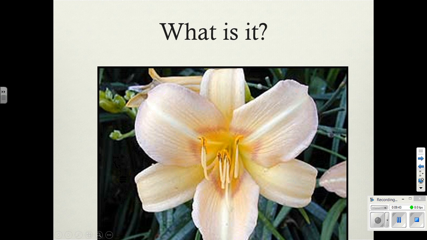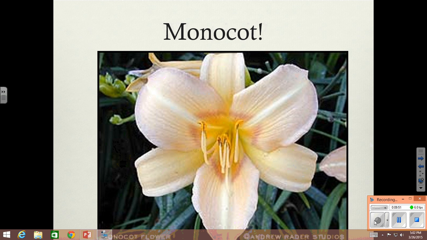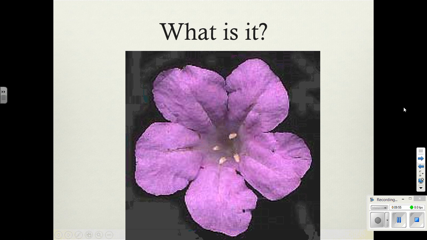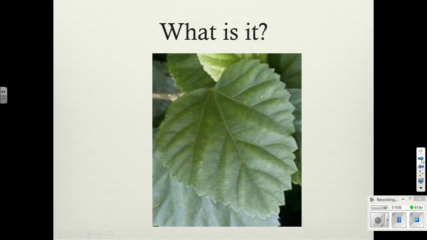Try this one. Again, 1, 2, 3, 4, 5, 6 petals, this one's a monocot. 1, 2, 3, 4, 5 petals on this one, which makes it a dicot, since it's a multiple of 5. This one has branching leaf veins, so that makes it a dicot.